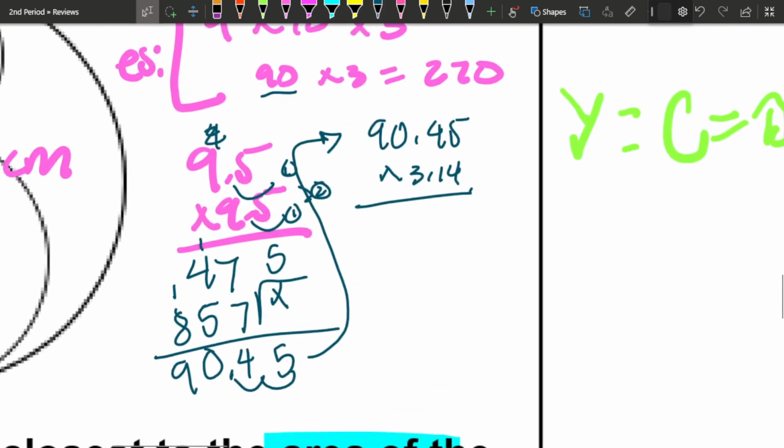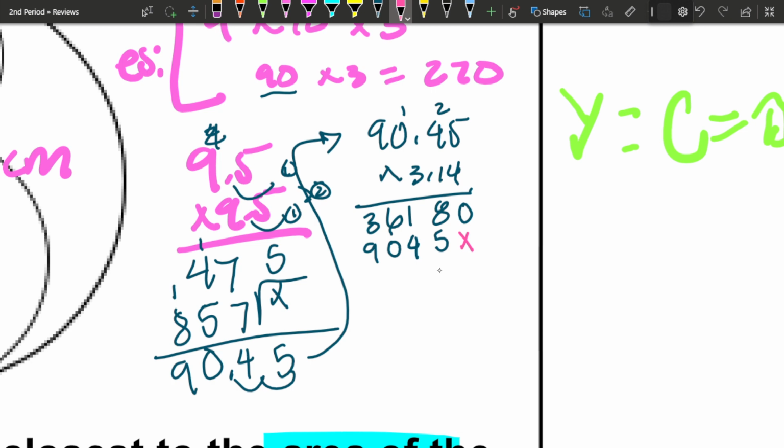Now let's multiply this. 5 times 4 is 20. Carry the 2. 4 times 4 is? Plus 2 is? 18. Carry the 1. 4 times 0 is 0. Plus 1 is 1. And 4 times 9 is? 36. We're going to skip this space right here. 1 times 5 is 5. 1 times 4 is 4. 1 times 0 is 0. 1 times 9 is 9.